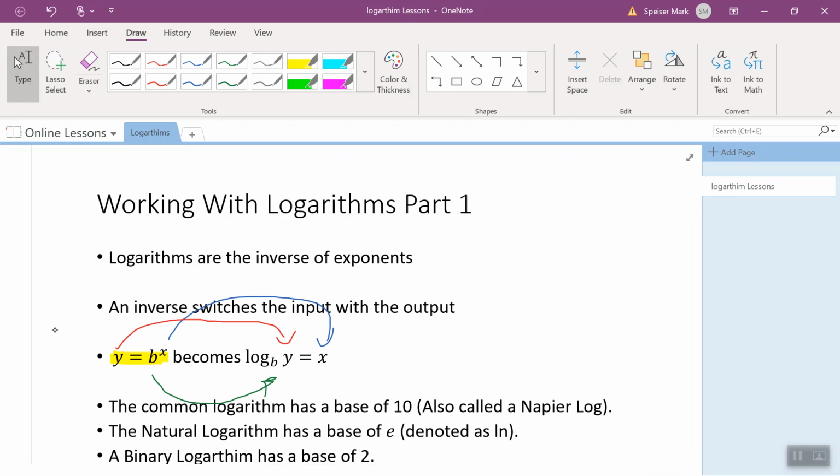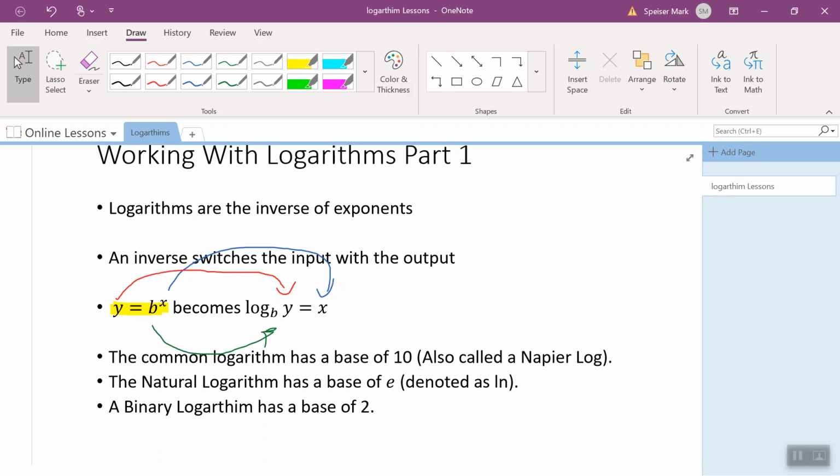The common logarithm has a base of 10, also called a Napier log. The natural logarithm has a base of e, denoted as ln. To remind you, the base e is the irrational number 2.718. And a binary logarithm, which is used sometimes in computer science, has a base of 2. The symbol for log looks as follows: L O G, which is base 10. Okay? And that's what it looks like.